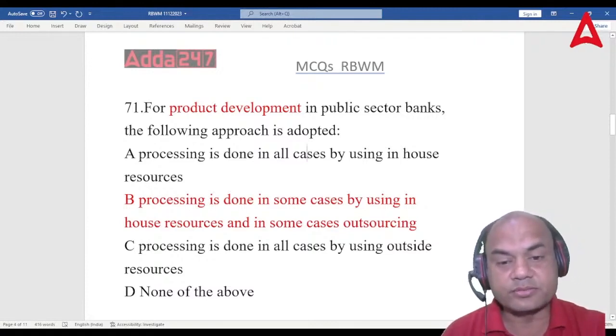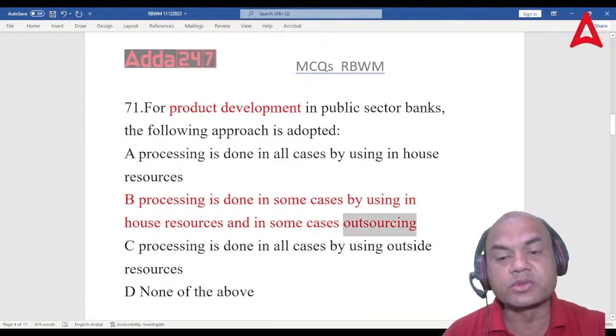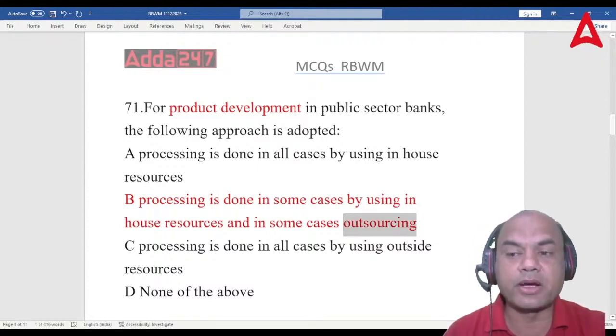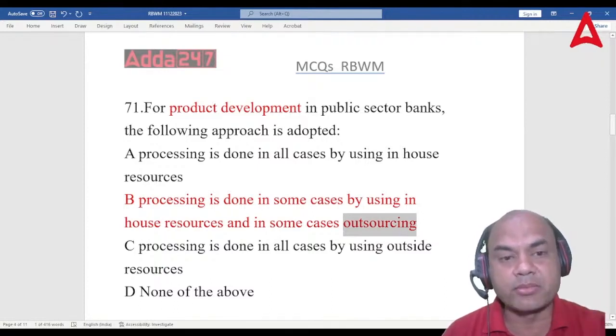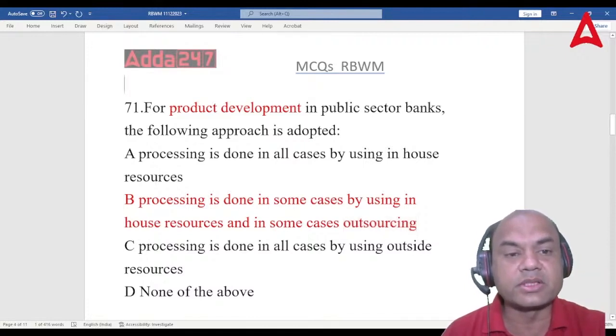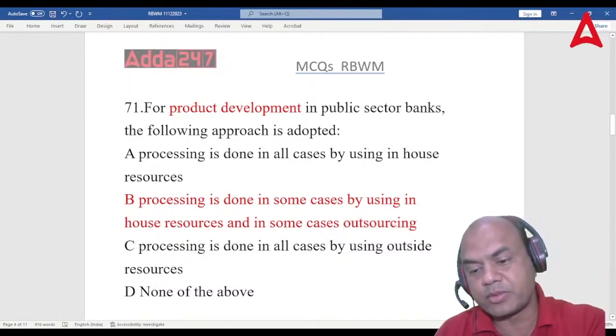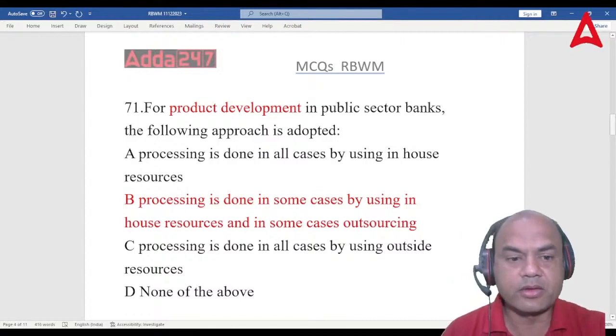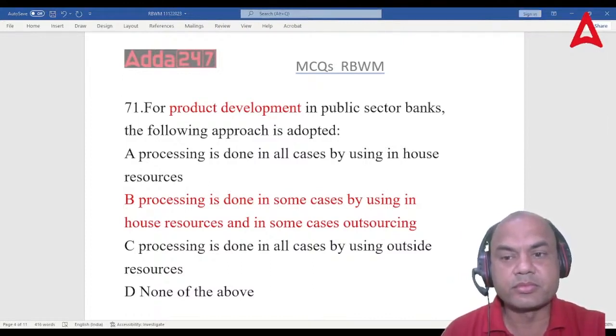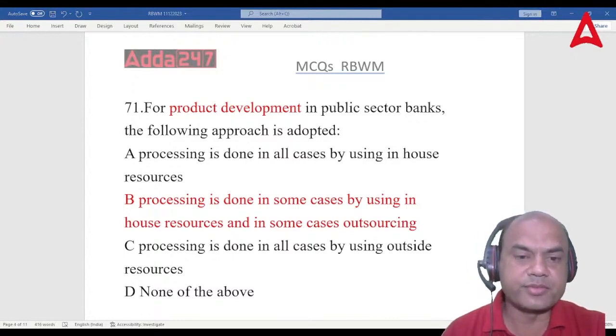What is outsourcing? Outsourcing means we give the survey part or some other part to common persons, some private agencies, who are given this job. Okay. Got it? Move on.